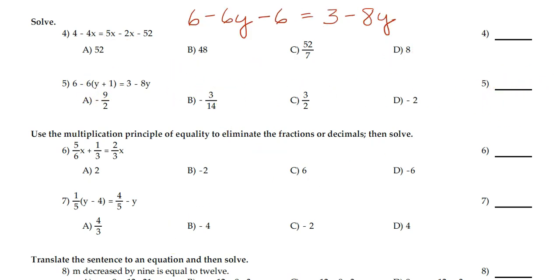So as you go for number 5, I see we have a parentheses that we need to clear. So I'm going to write the 6, but I'm now going to multiply negative 6 times y and get negative 6y. Negative 6 times 1 gives me a negative 6. So now I have like terms here, a 6 and a negative 6 on this side that I can just eliminate.